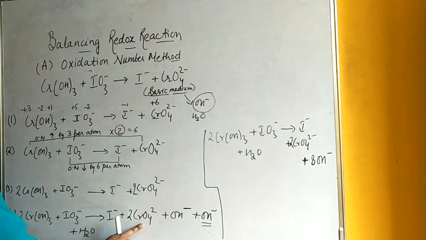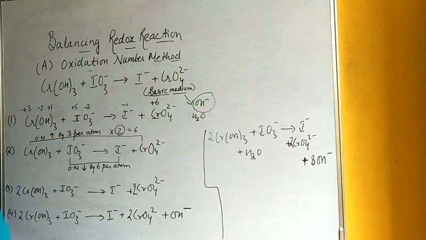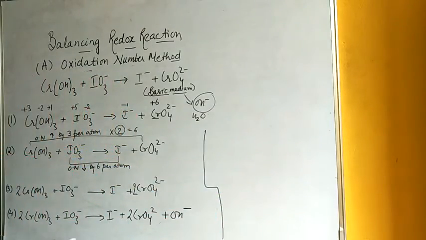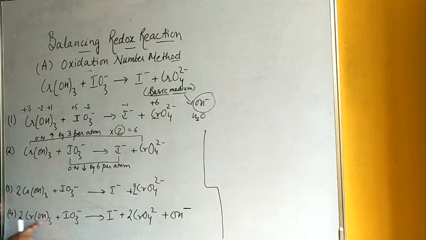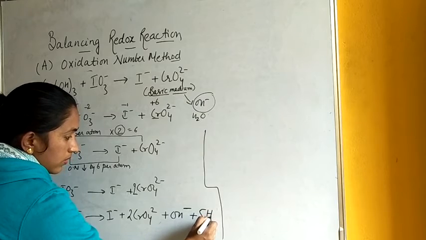This I negative, CrO2 negative plus OH negative. So here I am just rewriting it. Let us see here. To balance the oxygen, we have added OH negative here. So oxygen was getting 3 into 2, 6, 6 plus 3, 9. Here 2 fours are 8 plus 1, 9. So the oxygen is getting balanced. But what about the hydrogen then? Hydrogen here is 3 twos are 6. But here how much hydrogen is there? Only 1. So to get it balanced, what do we have to add? We have to add H2O here.